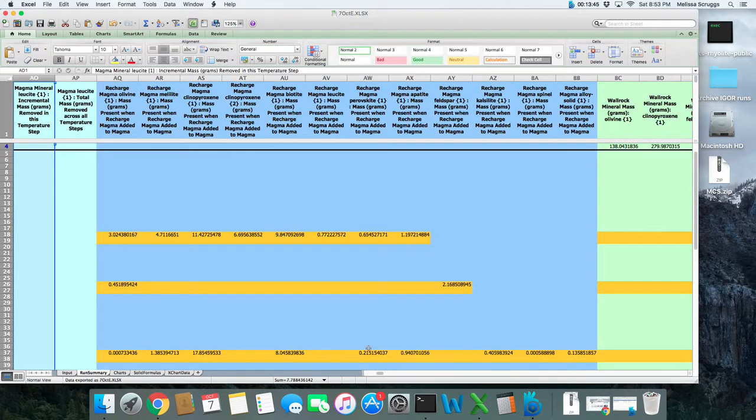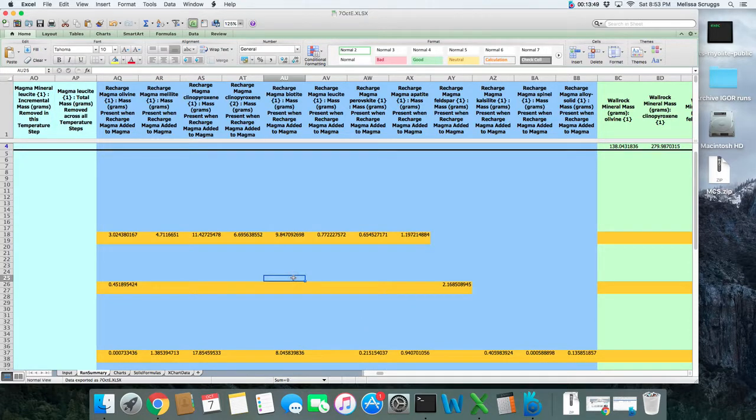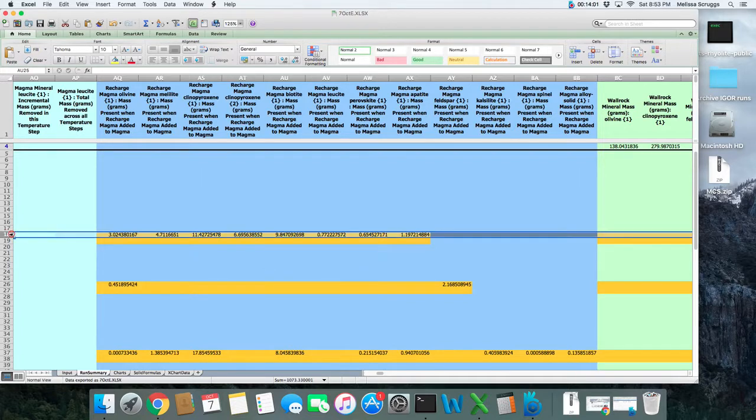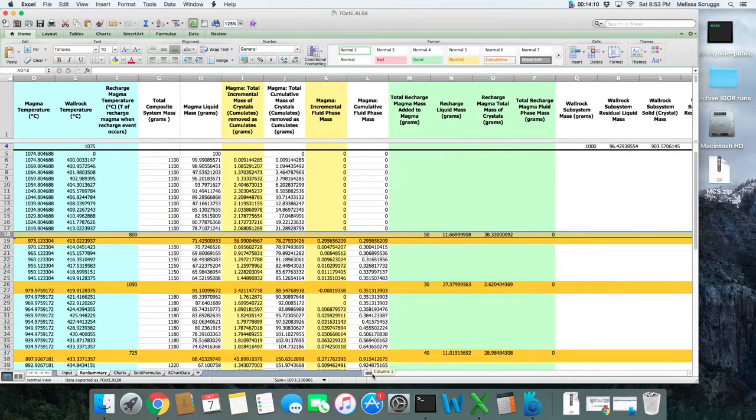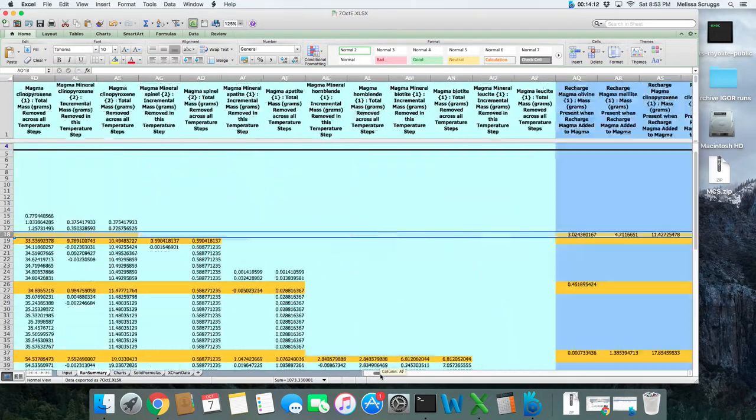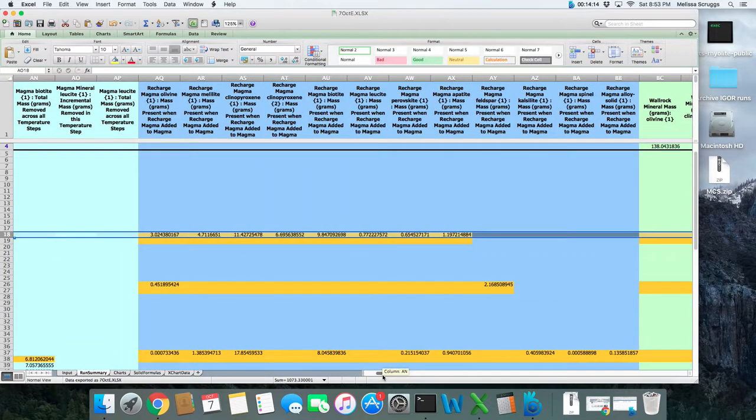If we scroll over to the right, after the cyan columns, we have our blue columns. This is pretty much the same thing as the cyan columns, but it's for the recharge magma. And you'll notice that because it's only present in the orange rows. So at the first recharge event, the state of the magma is that it is at 800 degrees. We're adding 50 units in. It's partially crystalline. And these are the phases and masses of those crystals.